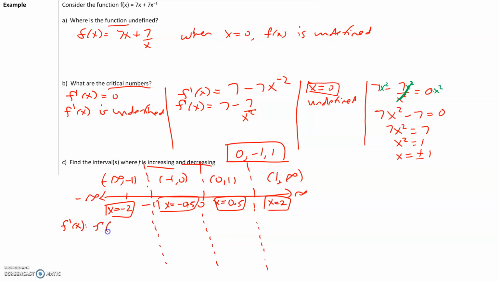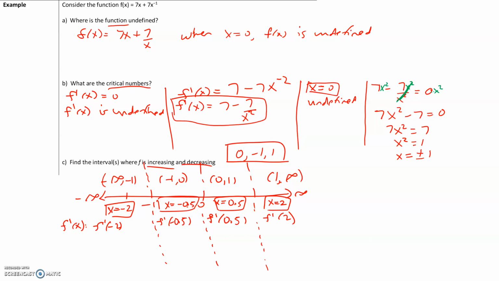So we want f prime of -2. We want f prime of -0.5. We want f prime of positive 0.5. And we want f prime of 2. We don't really care about the answer. We just care if it's positive or negative. So once again, do not do this by hand. Put this into Desmos. Just put in the function, your first derivative function, which is this one, 7 minus 7x squared, and then find f prime of -2, etc.